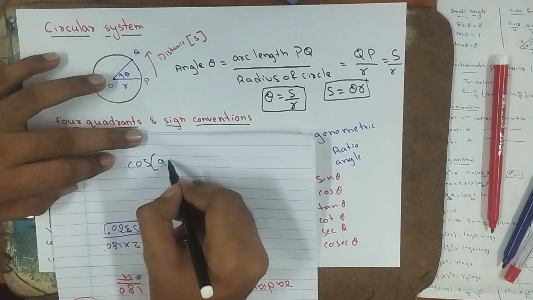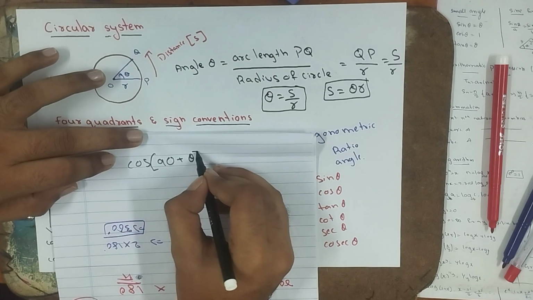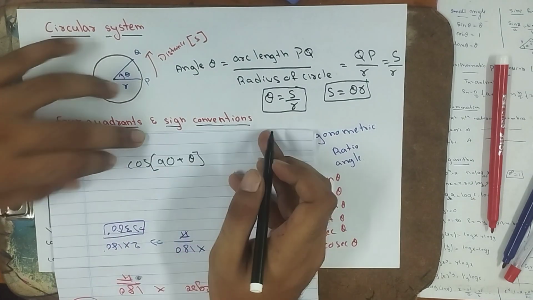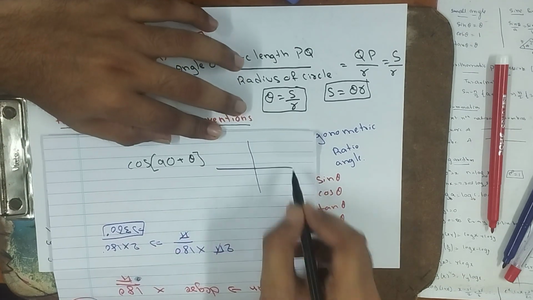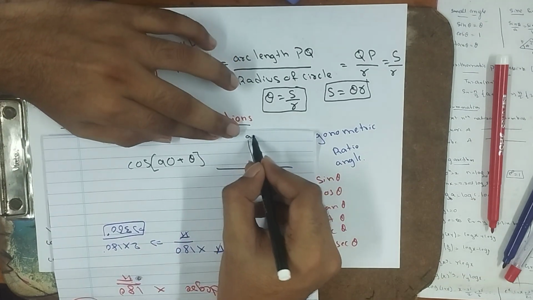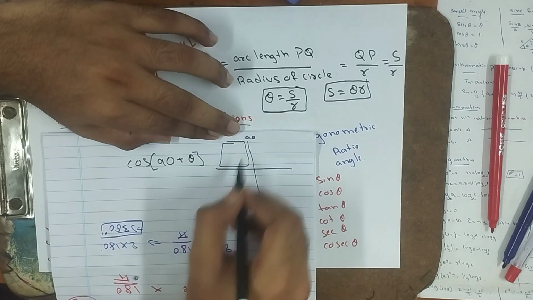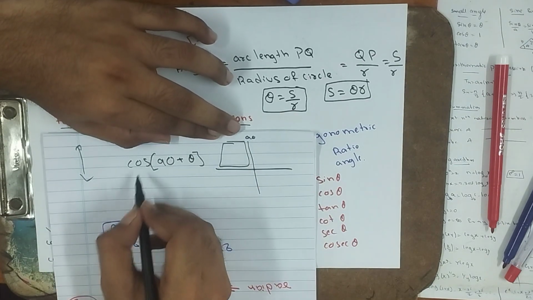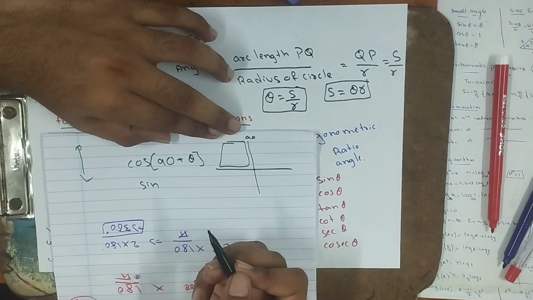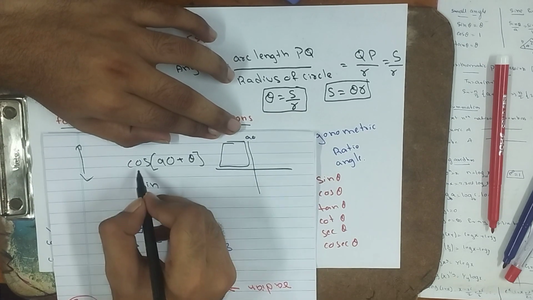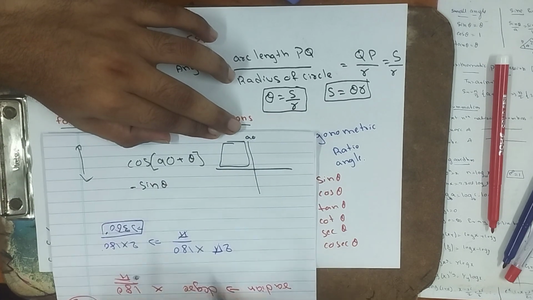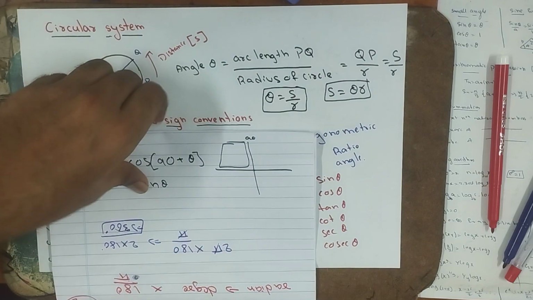cos 90 plus theta. See, cos 90 is here, plus means this quadrant. First of all, it is 90 vertical, so cos changes to sin, and in this quadrant cos becomes negative. Like this you will do for all the things.